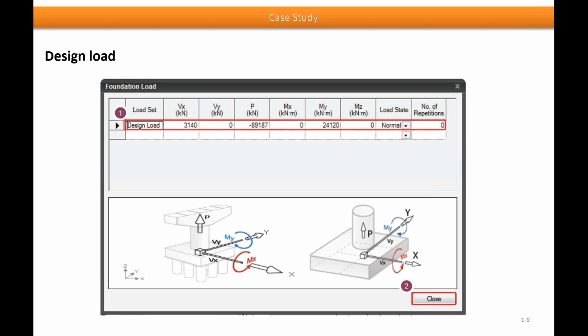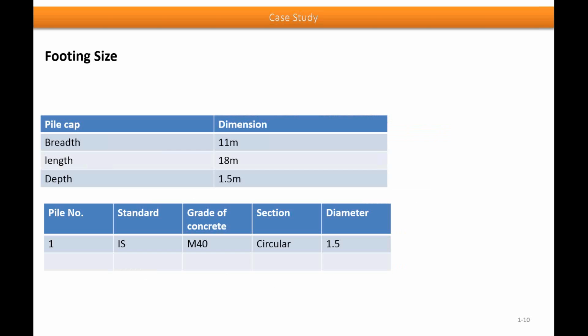Then the design load will be a load coming from a single pier of a bridge. We are considering Vx, as you can see in the figure, Vx will be taken as 3140 kilonewton. P, that is the self-weight, will be minus 89187. As in the program, you can see that P is directed upwards, so we will give it a negative sign. And we are considering My moment, which is 24120, and the load state is normal. So this is our load for which we have to design our foundation.